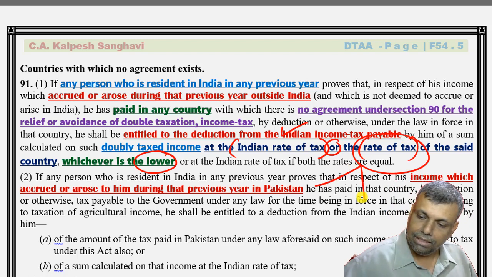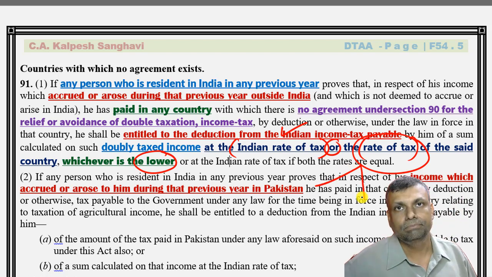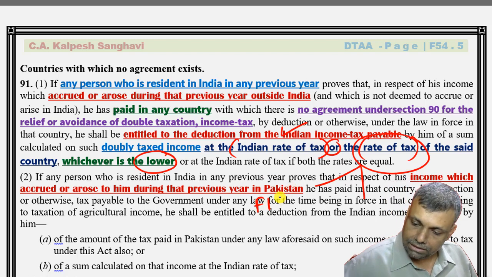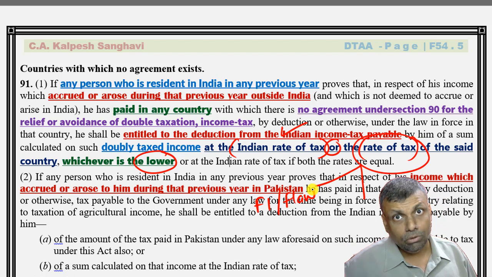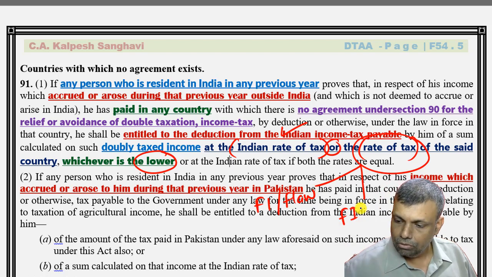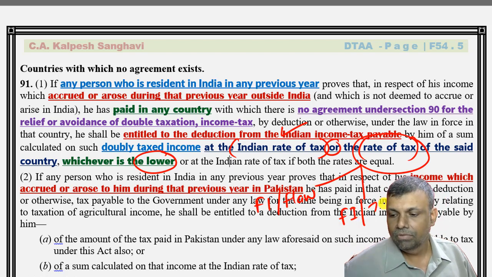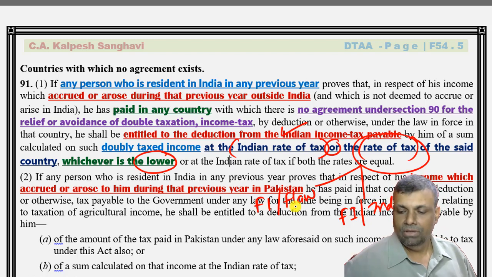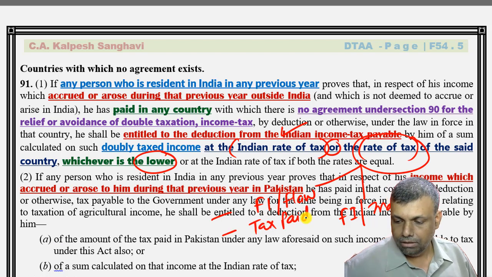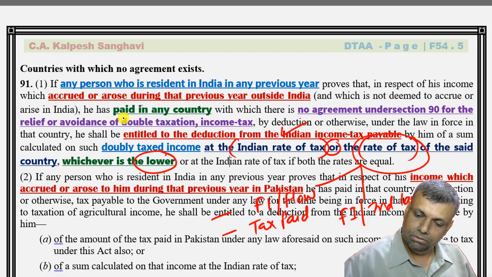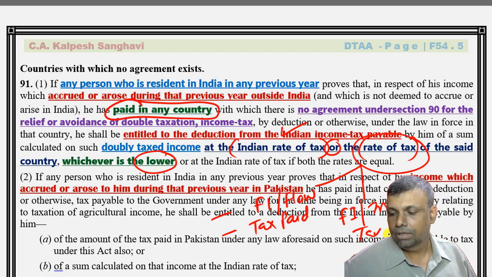Now this is the rate of tax of the said country. Okay. So here that school of thought comes into picture. It is foreign income as per the foreign law. This is one school of thought, and the second school of thought is foreign income as per the Indian law. Okay, this is your income figure and tax paid in the foreign country. You have to average it out.